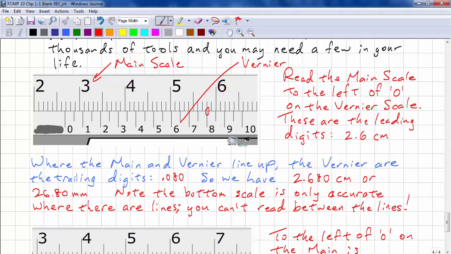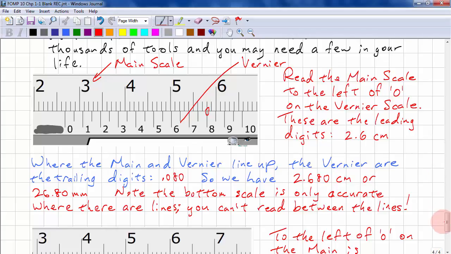Note the bottom scale is only accurate where there are lines. So you can't read between the lines and say that this is 2.681 or 2.682. It's just not that accurate. The only accuracy we have is 0 or 5.